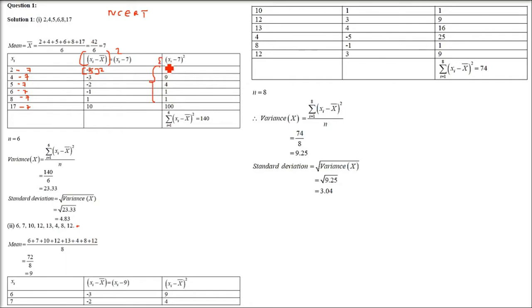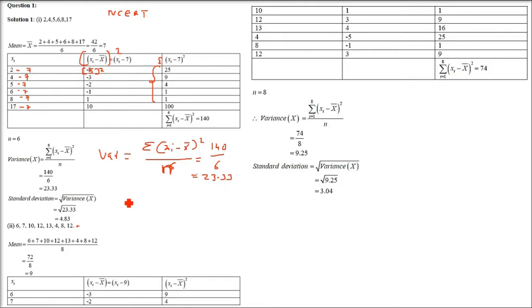5 square, 25. Now you have to add this: sigma xi minus 7 whole square, that is, xi minus x bar whole square. This is divided by n. There is no frequency here, so you just have to use n. N is 6 here. This is going to come as 140, and this is 6. So 140 by 6 is your variance, and this is 23.33. This is the formula of variance.